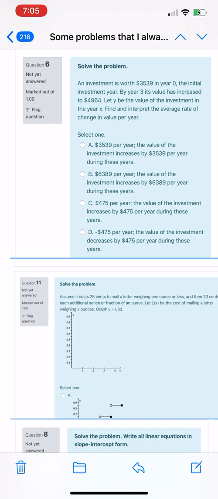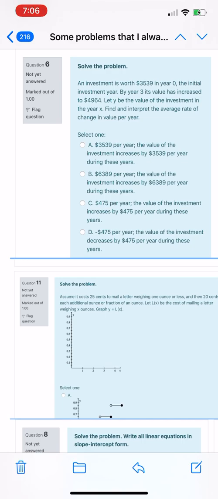And so this first one, it says we have an investment that is worth 35.39 in year 0, the initial investment year. By year 3, the value has increased to 49.64. Let Y be the value of the investment in year X. Find and interpret the average rate of change. For our discussion for college algebra, average rate of change is basically find the slope, right?